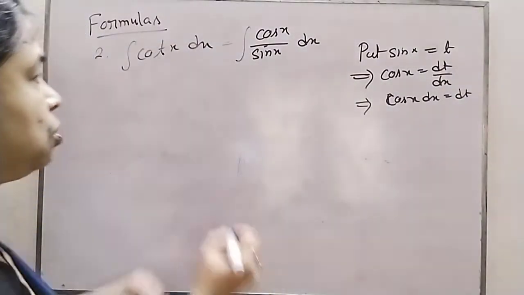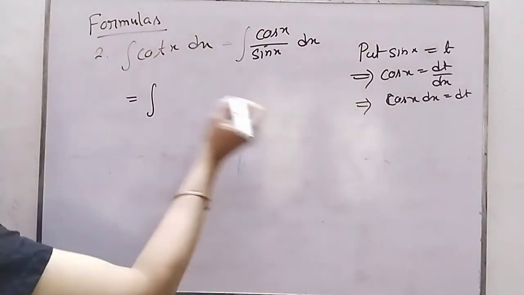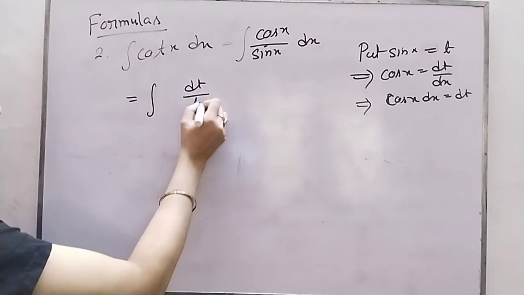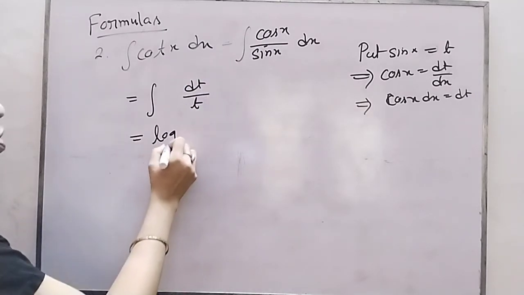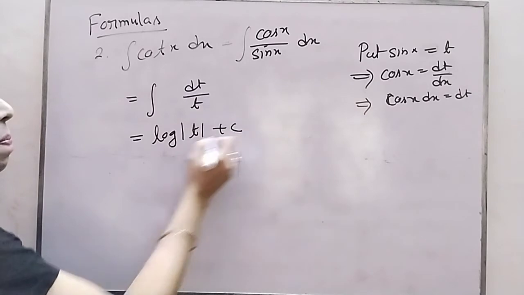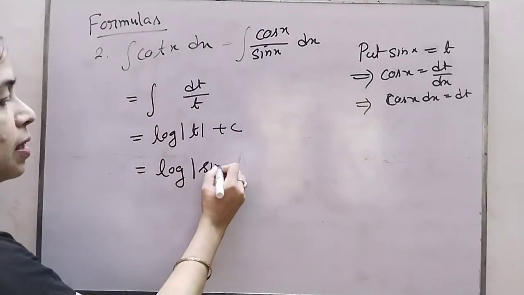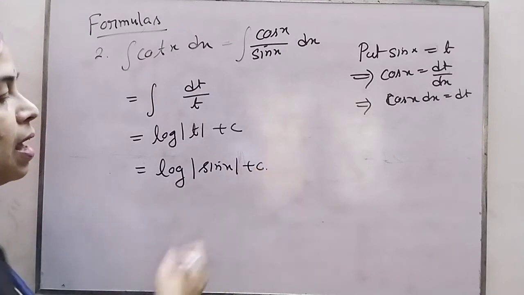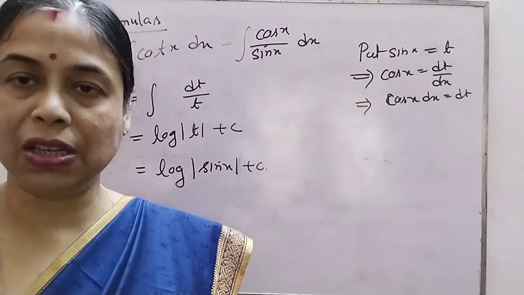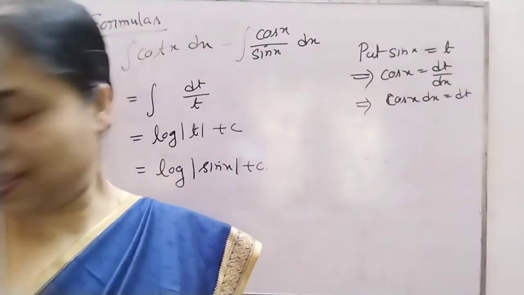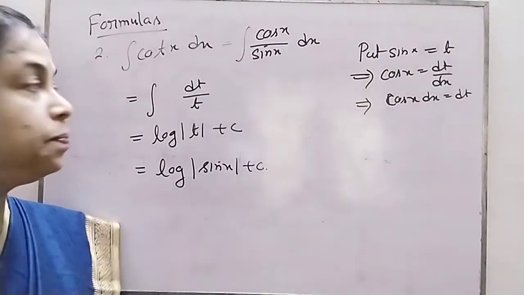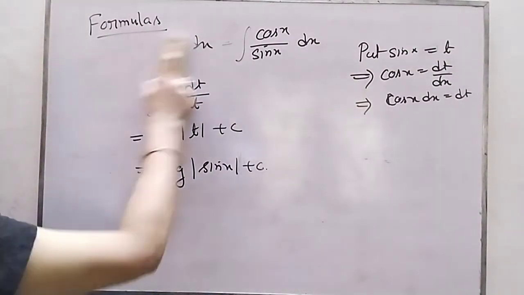Now you go to substitute here. It gives you dt by t in the place of cos x dx. And what is the dt by t formula? Log of modulus of t plus c. And what is the value of t? t is sin x, so plus c, and that is your solution. Okay. Hope you understand this thing. Next I go to formula number 3.